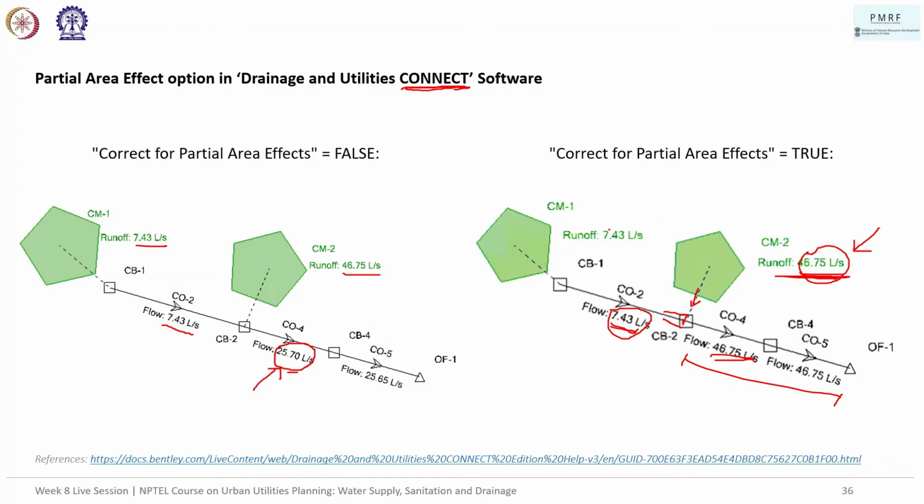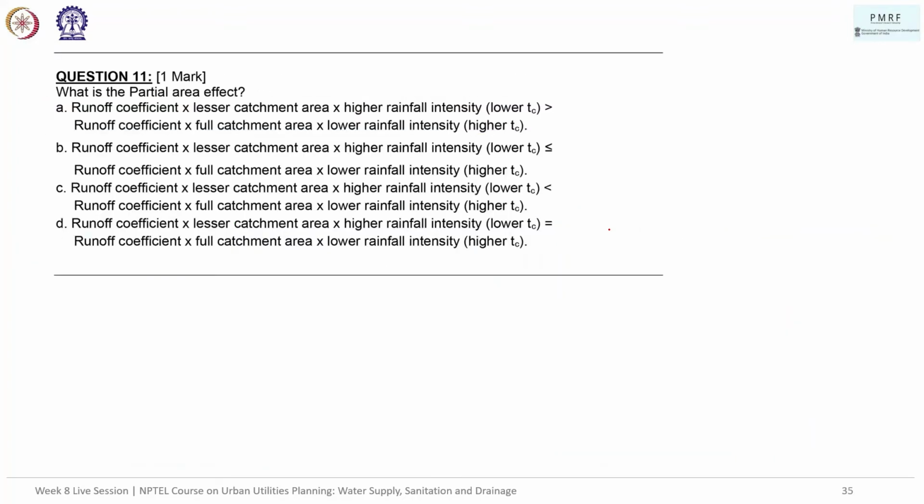I hope that makes it easier for you to remember, right? This entire part about lesser catchment area with higher rainfall intensity could still be greater than full catchment area with lower rainfall intensity. Whenever that comes into play, that's known as the partial area effect. It does not always happen, it might happen, and it needs to be accounted for. You need to check for it, basically.